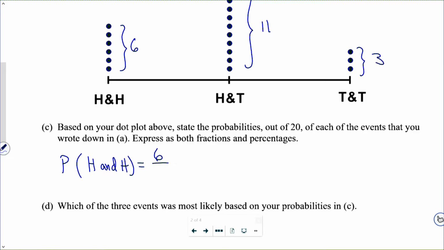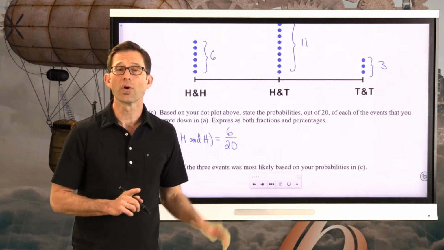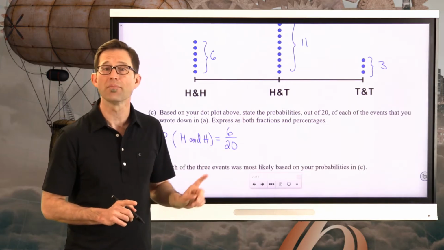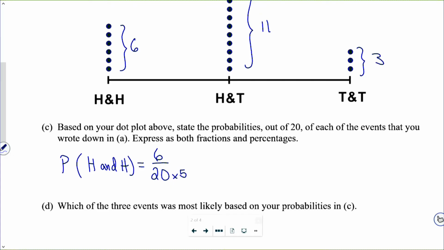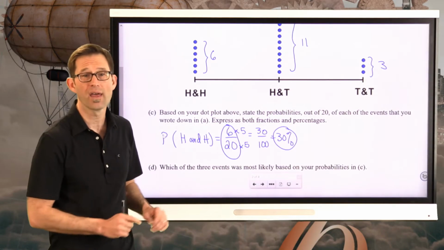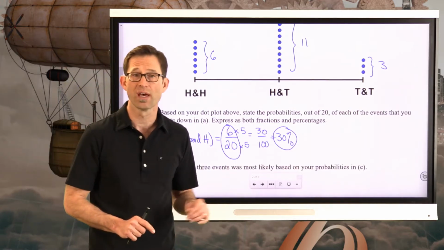That's 6 out of 20, all right? I can easily convert every single one of these to a percent because 20 is easily scalable to 100 by multiplying by 5 in both cases. So that's 30 out of 100, which is 30%. Granted, I'm not going to apparently have enough room for all three of these, but there we go, right? So the probability that I got a head and a head was 6/20ths, or 30%, right?